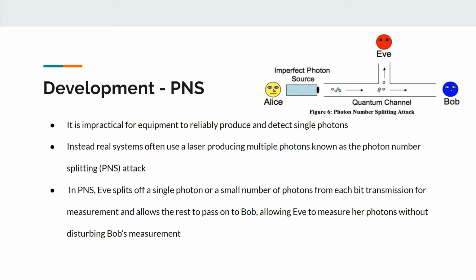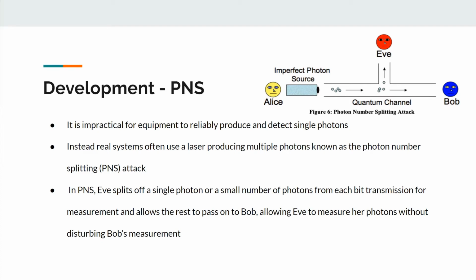But in PNS, Eve splits off a single photon or a small number of photons from each bit transmission for measurement and allows the rest to pass on to Bob. This would allow Eve to measure her photons without disturbing the photons Bob measures. So they developed a trick to send extra decoy pulses for Alice and Bob to measure, allowing them to detect a PNS attack.